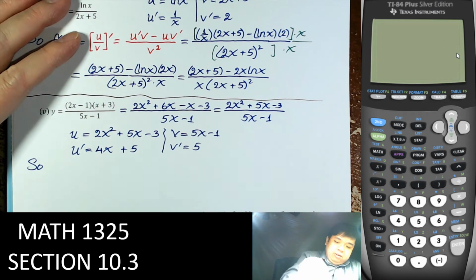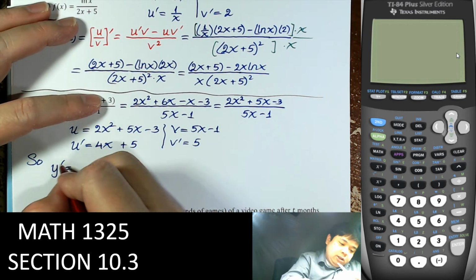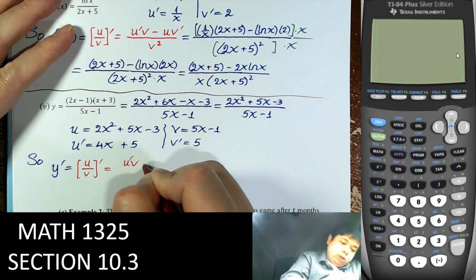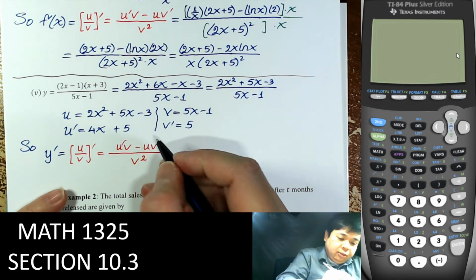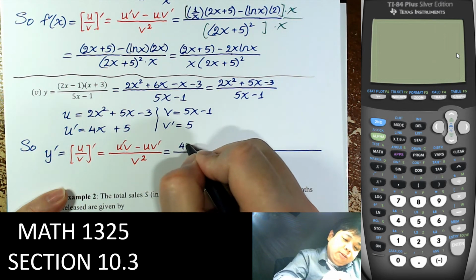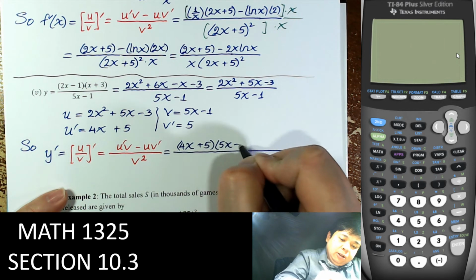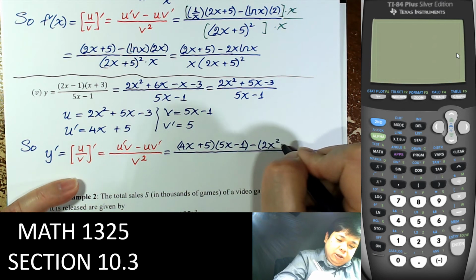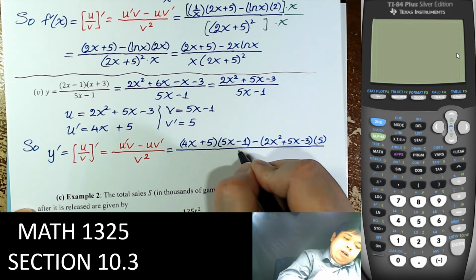Now we take the derivative of a quotient. So quotient rule: u prime v minus u v prime over v square.